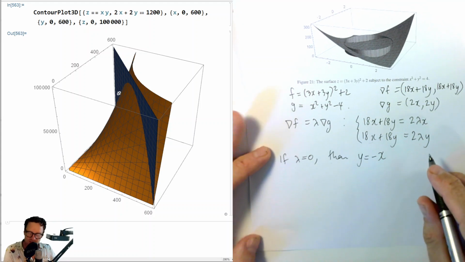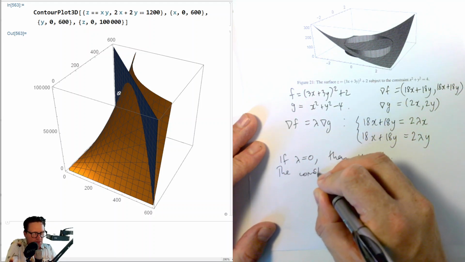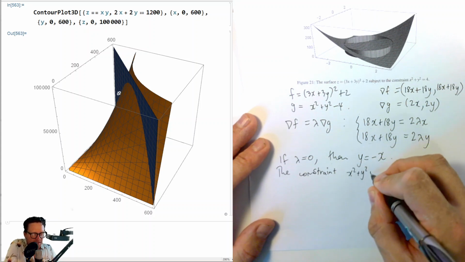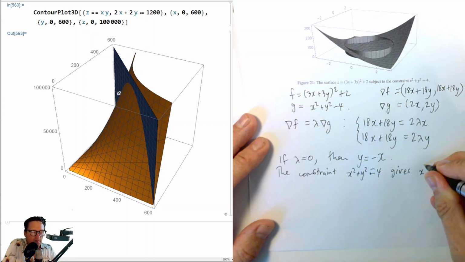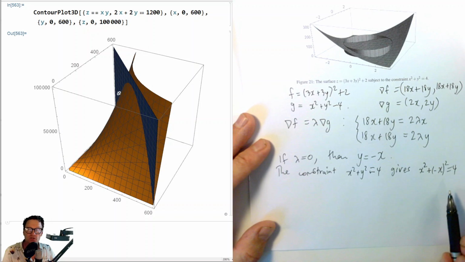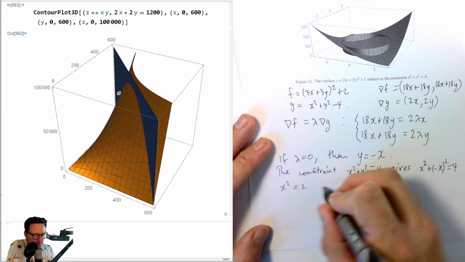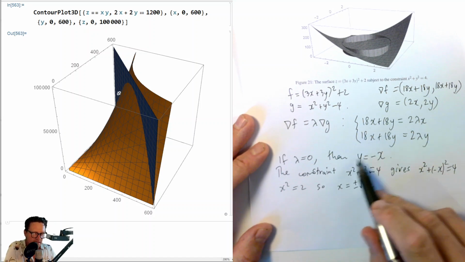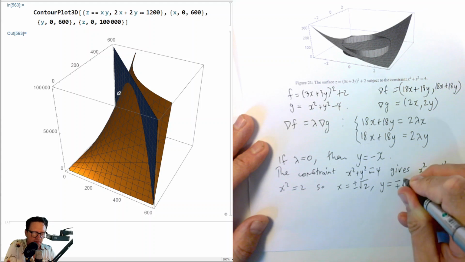Okay, so in this case, using the constraint, so the constraint x squared plus y squared equal to 4 gives x squared plus minus x squared equals 4. So that's 2x squared equals 4, or x squared equals 2. So x is equal to plus or minus root 2. And since y is the negative of that, y would be equal to minus or plus root 2.